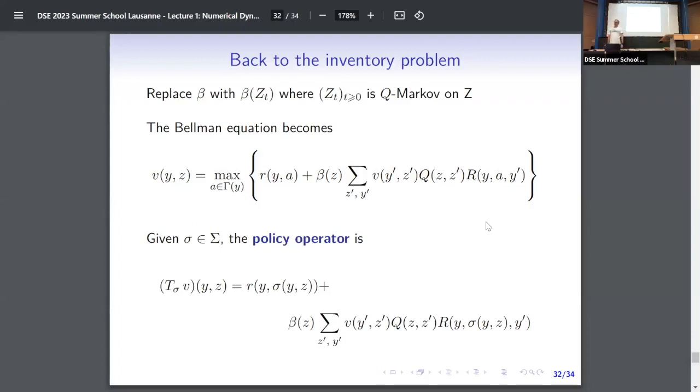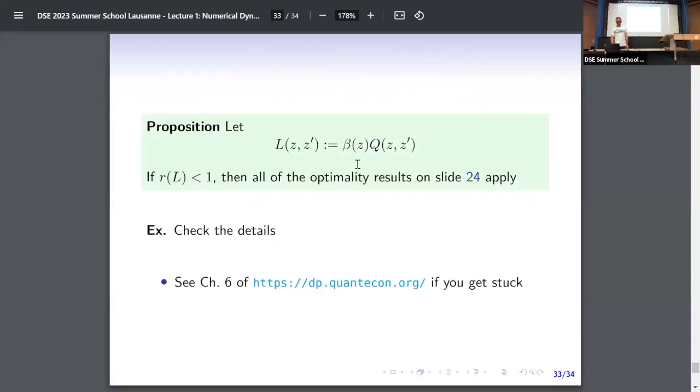Is there an interpretation for the spectral radius being less than 1? If beta is less than 1, we know that you care less about the future. Yes, that's right. In this particular model, what we want is the spectral radius of this operator to be less than 1. If beta was equal to a constant, then the spectral radius would be exactly equal to beta, so this is a positive discount rate.